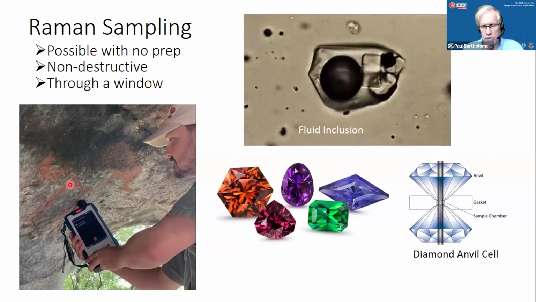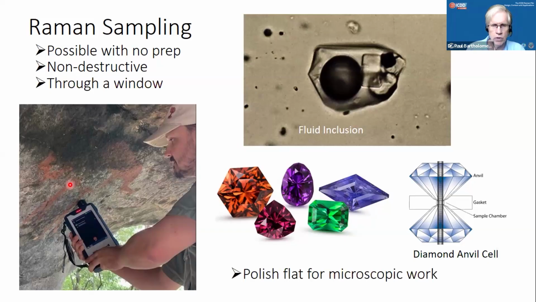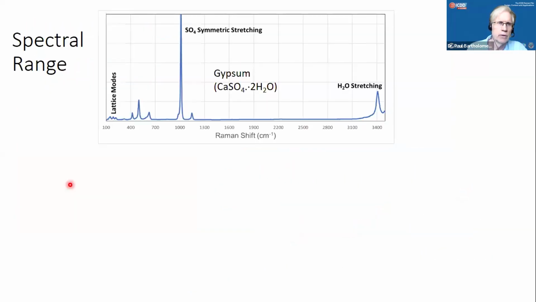We can look at phase transitions in a diamond anvil cell. And for you geologists, we could look at phases that are under a cover slip on a thin section. As far as sample prep, we can do it with no prep in many cases, but if we're doing microscopic work, we need a flat polish because we're using microscope objectives with a very shallow depth of field.